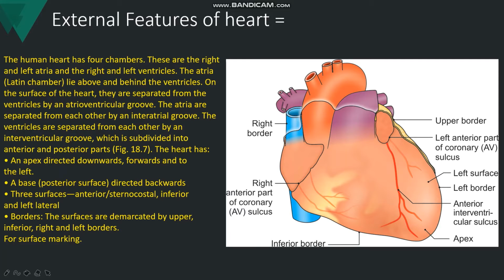So the heart has the apex directed downward, forward, and to the left, a base directed backward, and three surfaces: anterior or sternocostal, inferior, and lateral. The surfaces are demarcated by the upper, inferior, right, and left borders. So we can see here the apex, the atrioventricular sulcus, the inferior border, the right atrioventricular anterior part of the coronary sulcus, the right border and the upper border. Here are all the borders and the structures of the heart.